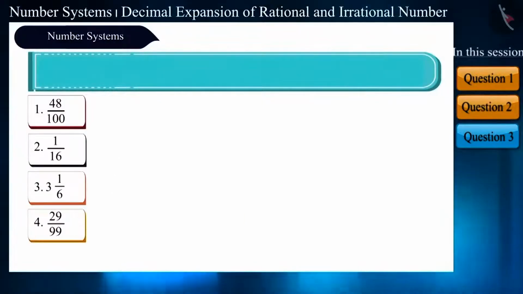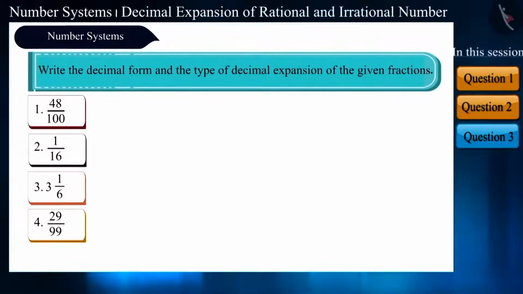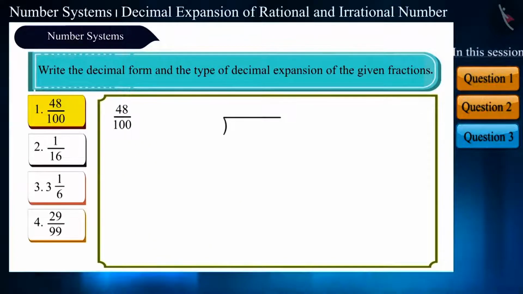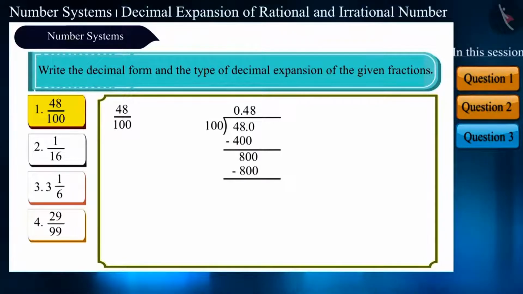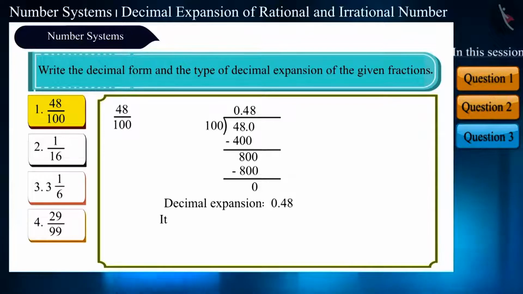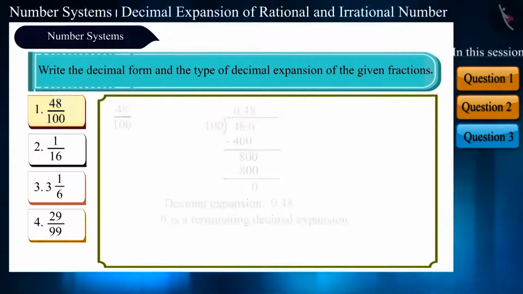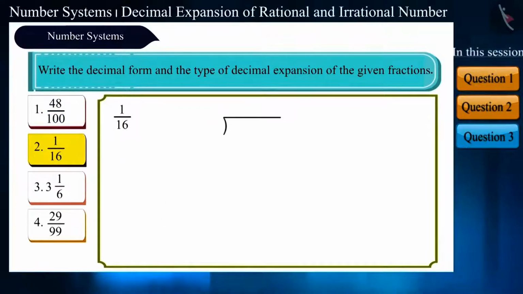Friends, let us see this question. Write the given fractions in their decimal form, their decimal expansion. First fraction is 48 by 100. We will write it in this way and solve it using the long division method. Here, the remainder becomes 0 and its decimal expansion is 0.48. Therefore, it is a terminating decimal expansion. 1 by 16.